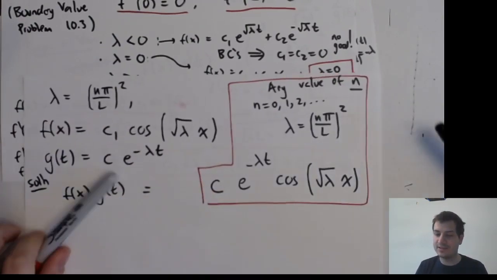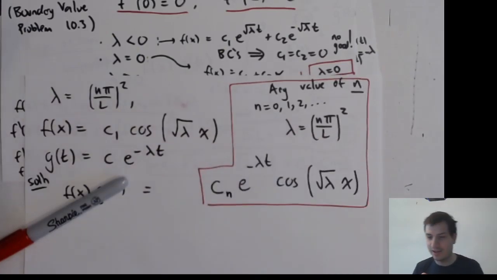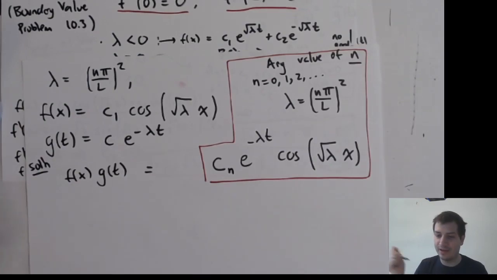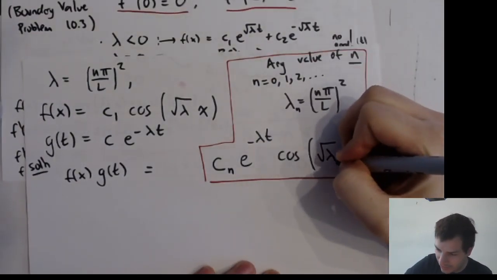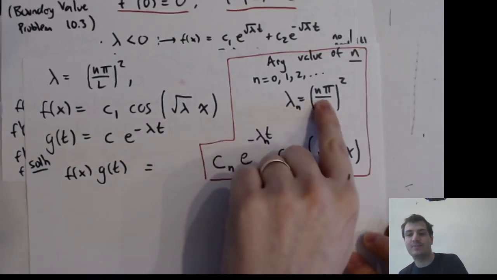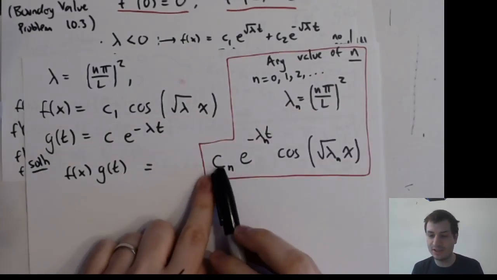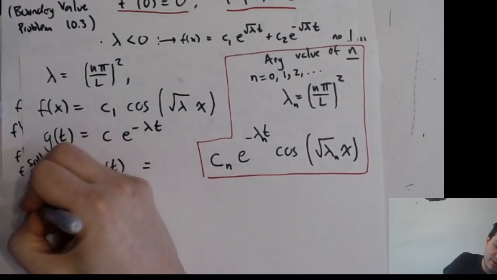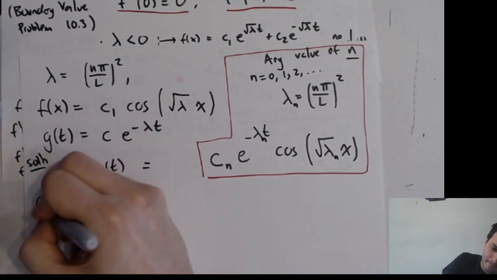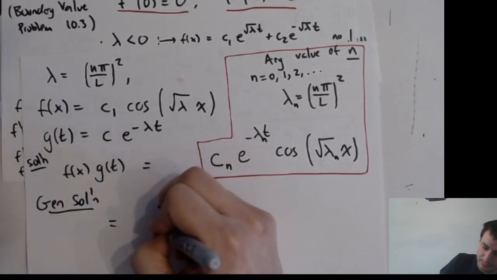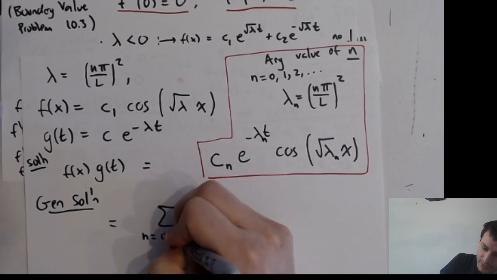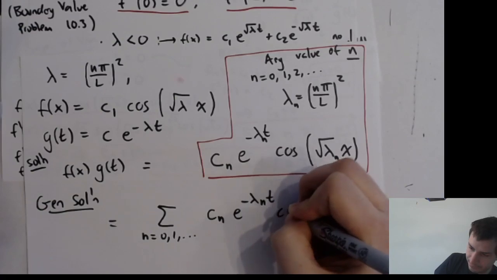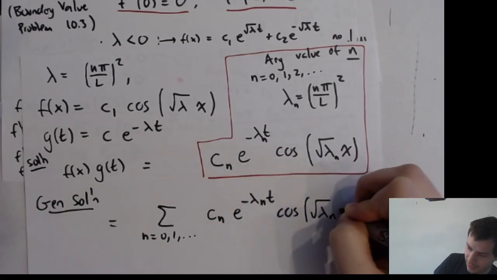Usually this constant, we call it Cn, because it goes with the n that we had up here, just labeling it. And sometimes people call this lambda n, so that's another thing you might see. Lambda sub n depends on n. The general solution is not this, but is the superposition of this over all values of n. So the general solution is the sum, n equals 0, 1, and so on, of Cn e to the minus lambda n t cosine square root of lambda n x.